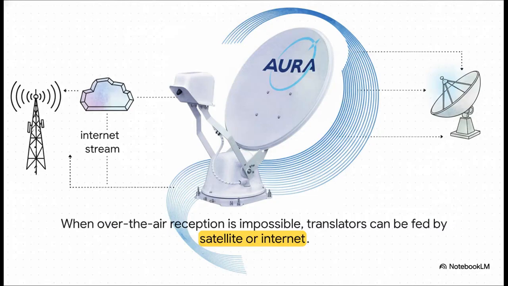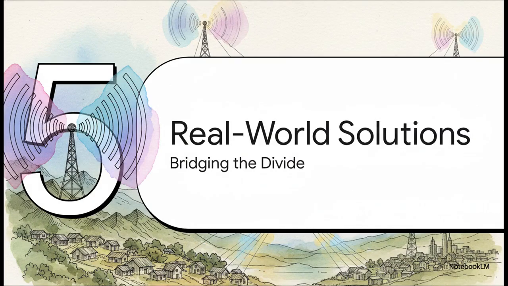But what happens if your perfect translator site can't actually get a clean signal from the main station? Well, engineers have a workaround for that too. Translators can be fed their audio directly by satellite, a dedicated internet stream, or another kind of radio link. This completely bypasses the whole need for over-the-air reception. So with all this tech and all these regulations, where does it all actually make a difference? Let's look at how these systems bridge the coverage divide out there in the real world.